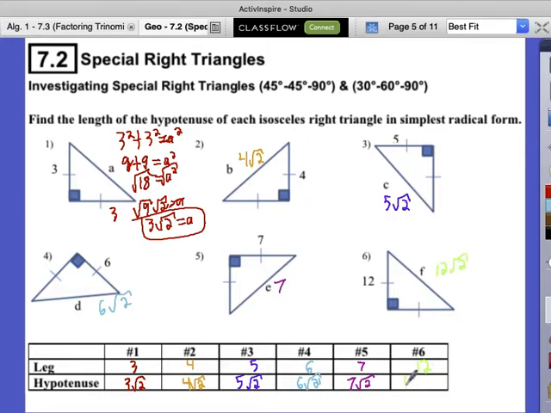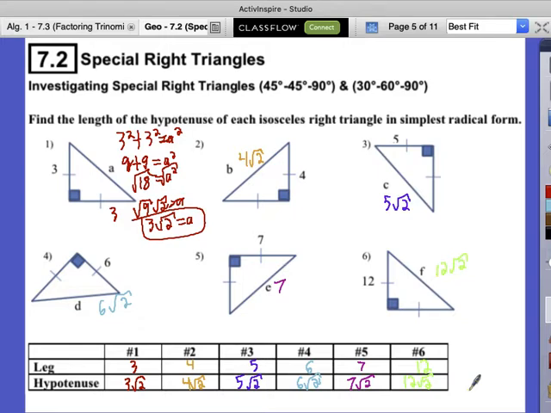Are we noticing a pattern here, guys? What's our pattern? It's the same number times the square root of 2. To go from leg to hypotenuse, what mathematically would we do? Times it by the square root of 2, and you get your hypotenuse. Every time. I don't care what kind of isosceles right triangle you have, this would always be the case.